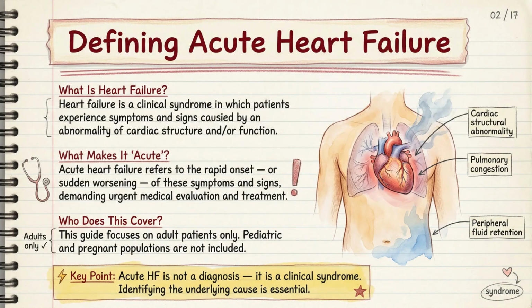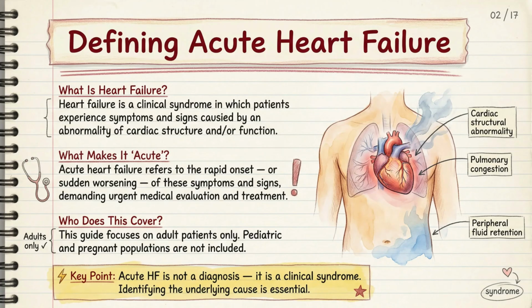Let's start with the definition. Heart failure is a clinical syndrome, not a single disease, but a collection of symptoms and signs caused by an abnormality of cardiac structure or function. Now, what makes it acute? Acute heart failure refers to the rapid onset or sudden worsening of those symptoms and signs. This demands urgent medical evaluation and treatment. There is no room for delay here. This overview covers adult patients only. Pediatric and pregnant populations are not included.